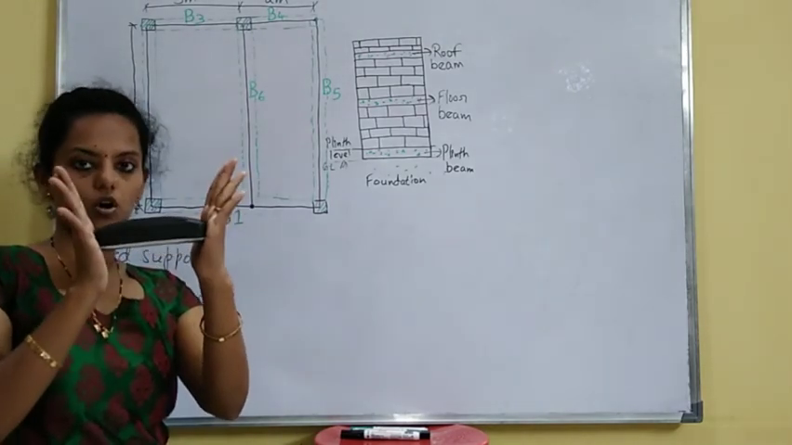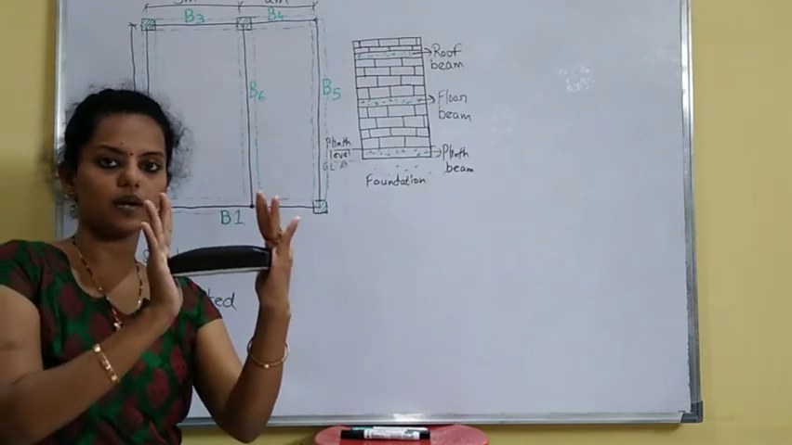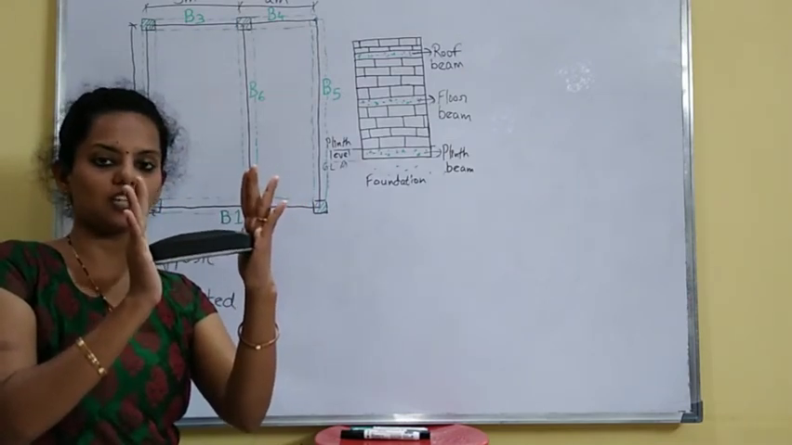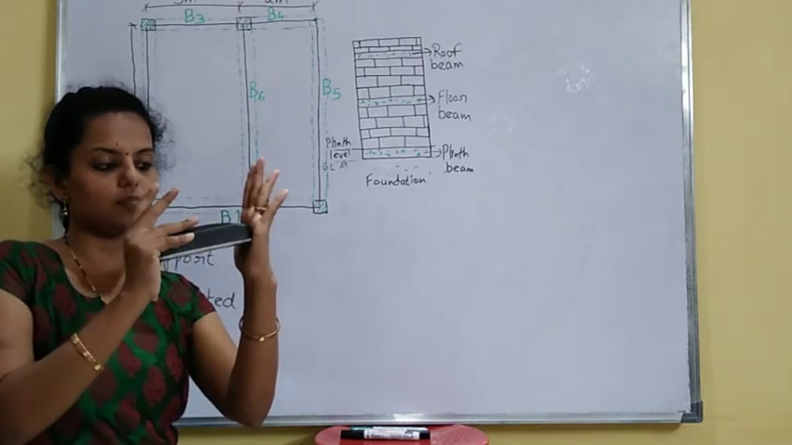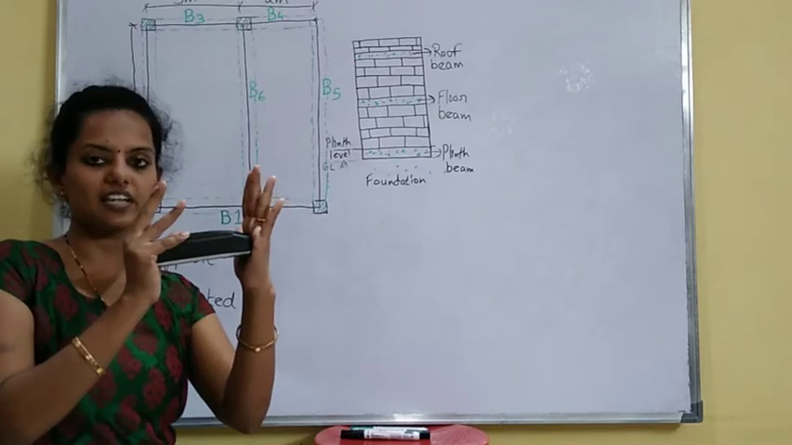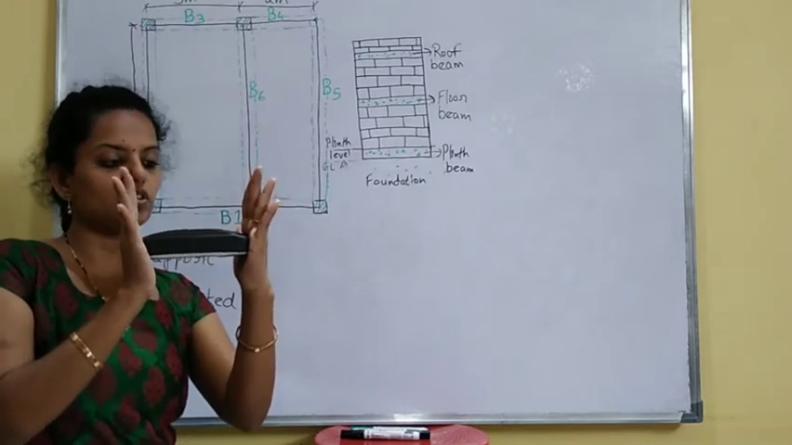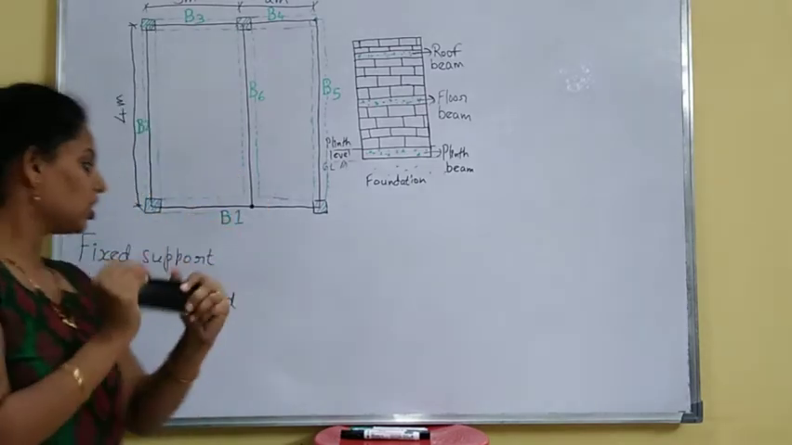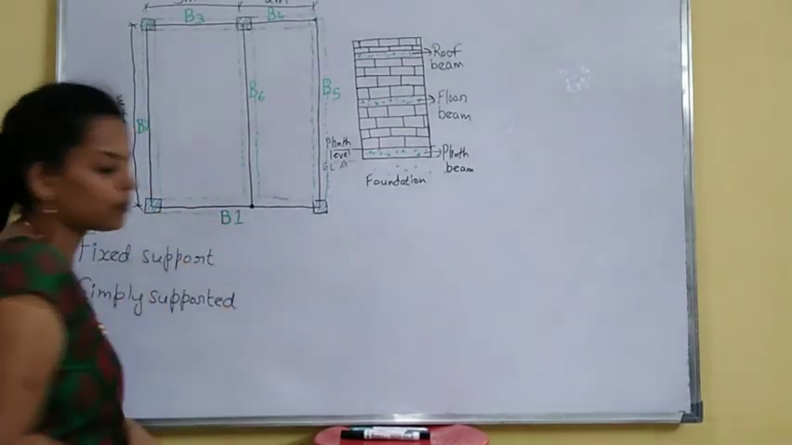Okay, suppose this is your column and the beam is supported by the column. See here. So there is no rotation. The rotation will be 0 at the fixed support. Okay, it will be fixed or rigid at the joint. So the beam cannot rotate in any direction. So that is nothing but your fixed support.